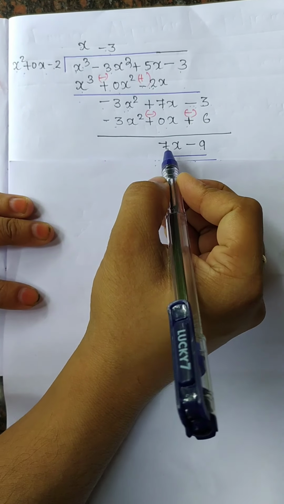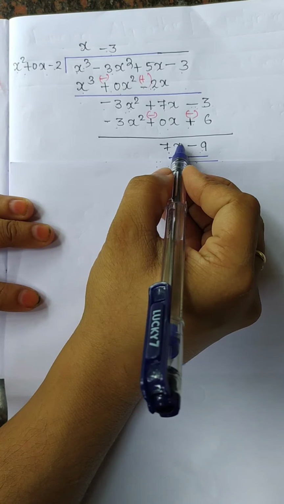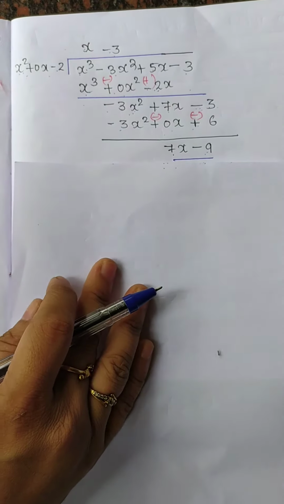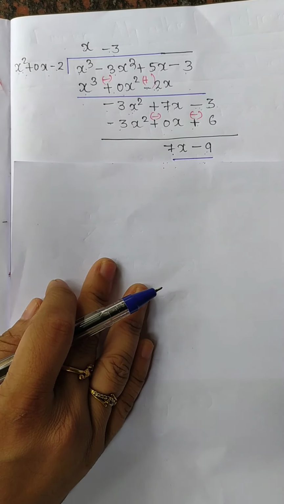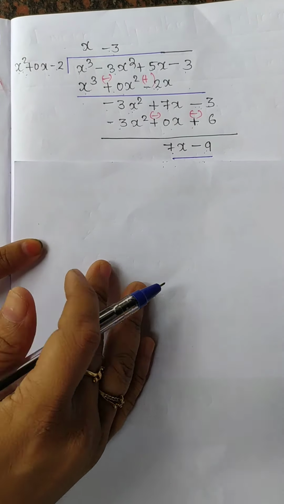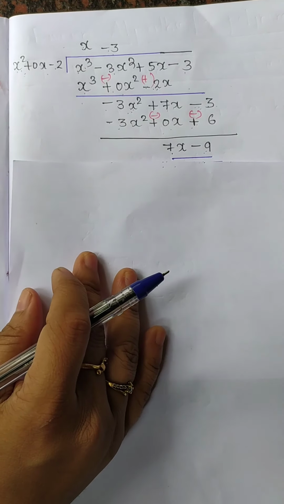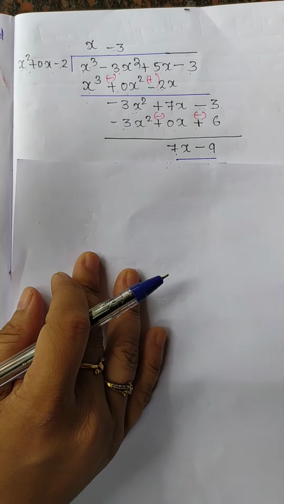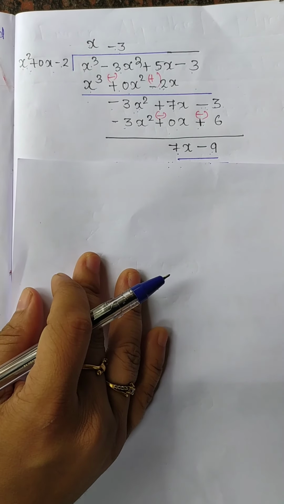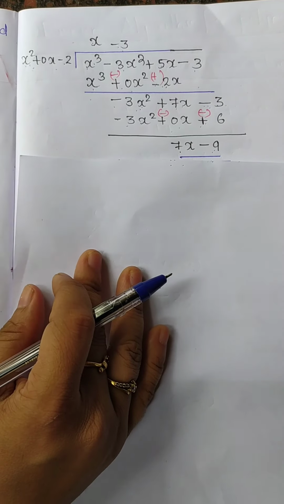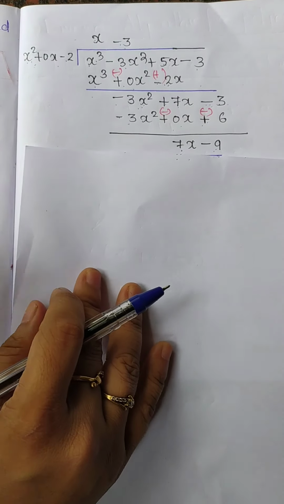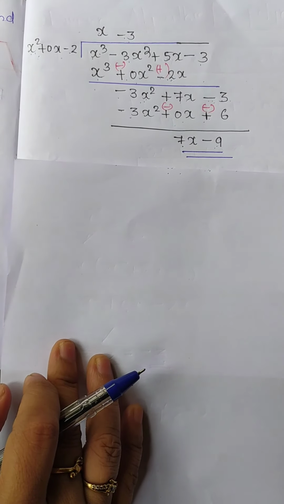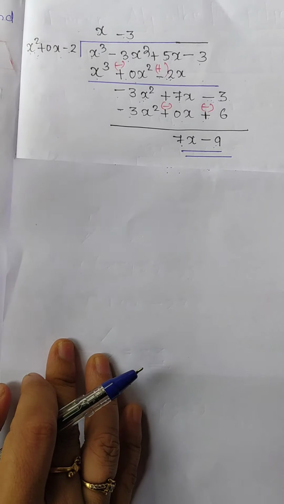Just look at the remainder, that is 7x minus 9. Then the degree of the remainder is 1. Just look at the divisor. When we get the remainder, its degree is less than the degree of the divisor. This one, this 2. So it is less than the divisor. So we can stop our process. We have to continue this process till the degree of the remainder is less than the degree of the divisor. Then everyone, we can do the verification process whether our answer is correct or not.